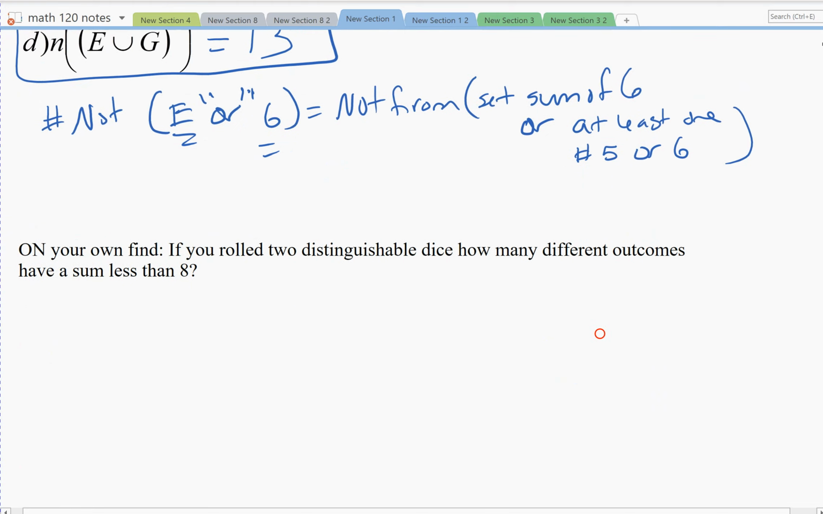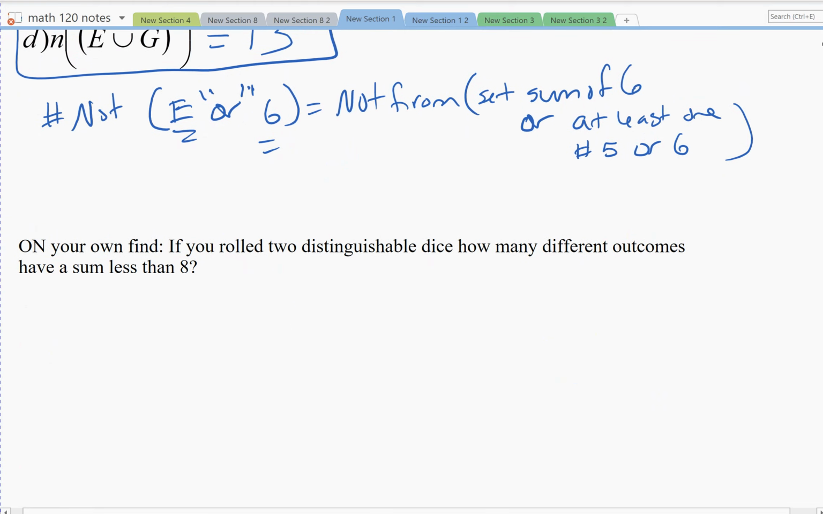Alright, and then the last one's for you to do on your own. We rolled 2 distinguishable dice. How many different outcomes have a sum less than 8? Alright, so that's for you to do on your own, and again, I'll post the answer to this later on. Remember, sum less than 8, meaning I want a sum of 7, 6, 5, 4, 3, 2. I don't want to include 8. It's less than 8. So all of the sums that are less than 8. I'll leave that for you to do.